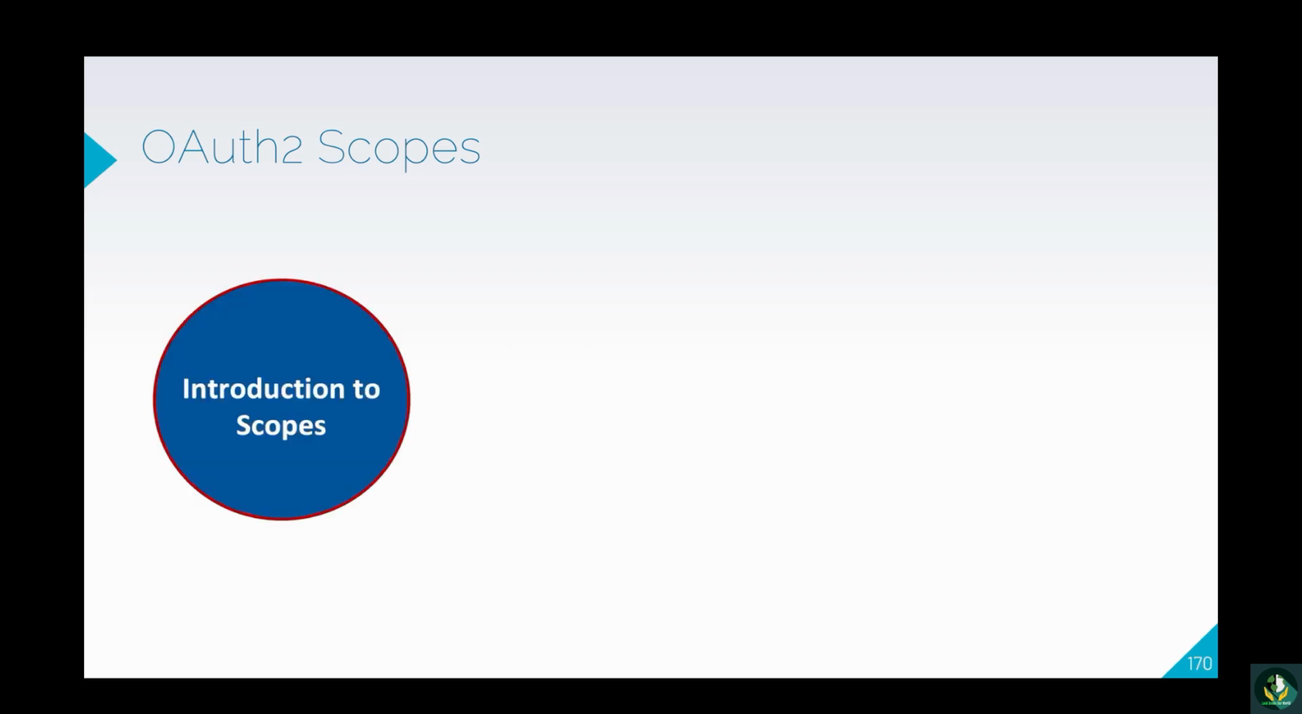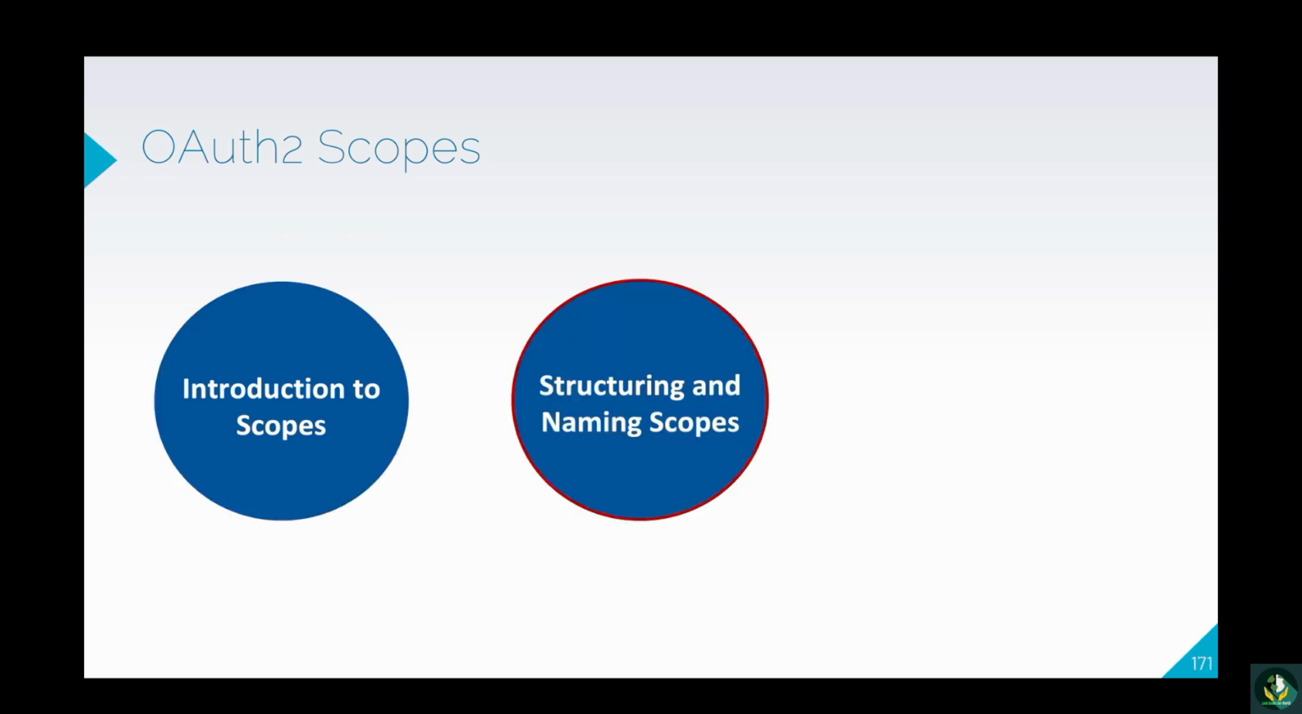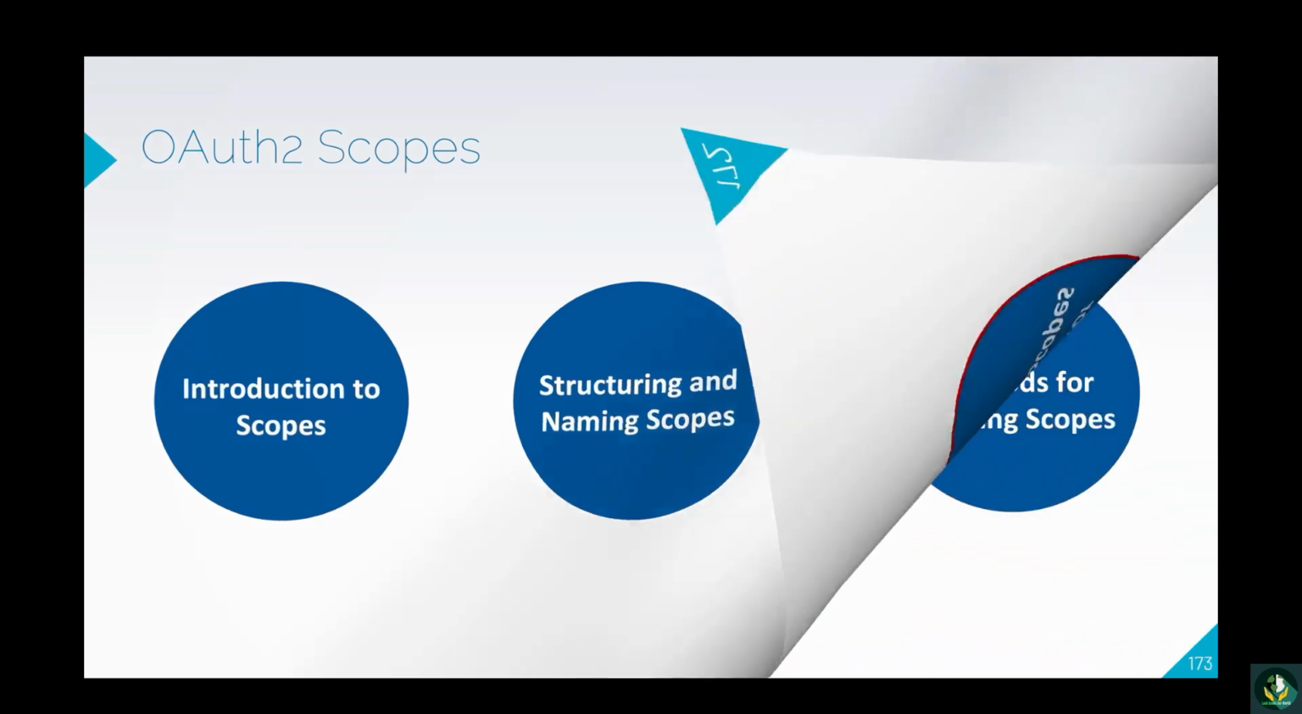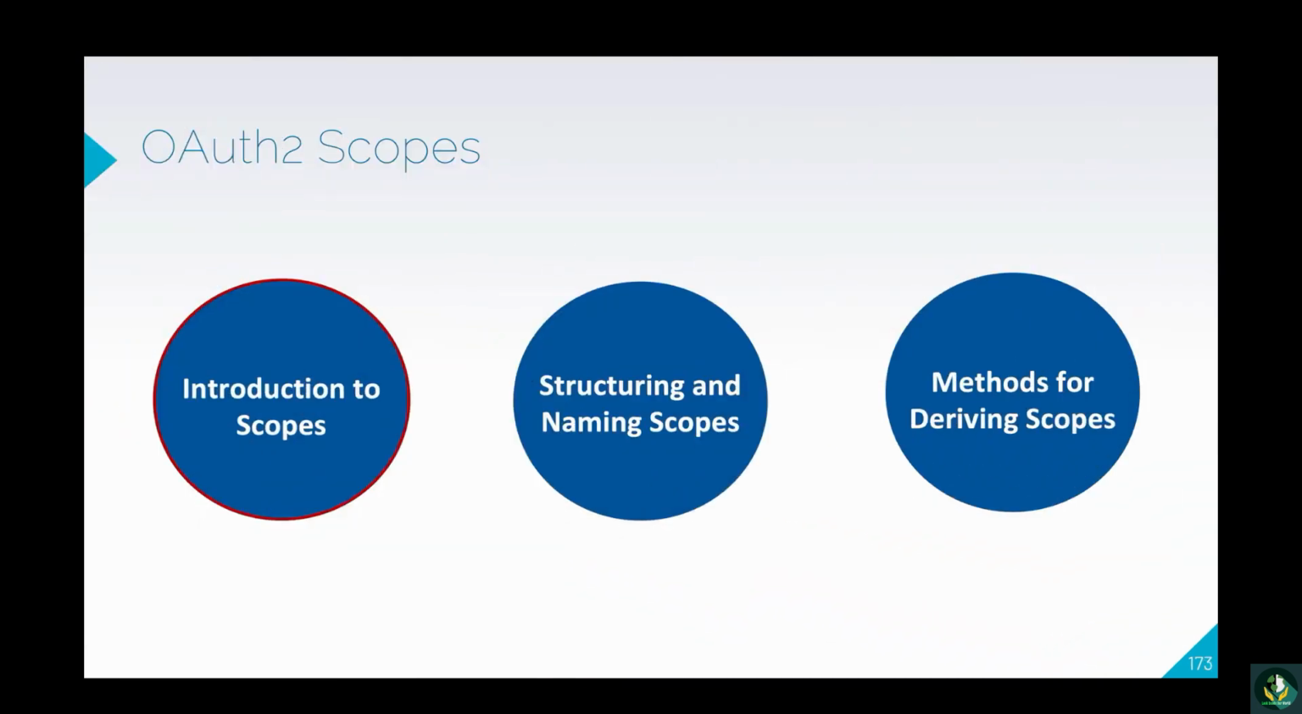In this lesson, we will explore the essentials of OAuth 2 scopes. We will start by understanding what scopes are and why they are crucial for controlling access to API resources. Then, we will discuss how to structure and name scopes effectively to ensure they are both granular and manageable. Finally, we will examine different methods for deriving the necessary scopes from a business perspective. Introduction to OAuth 2 scopes.